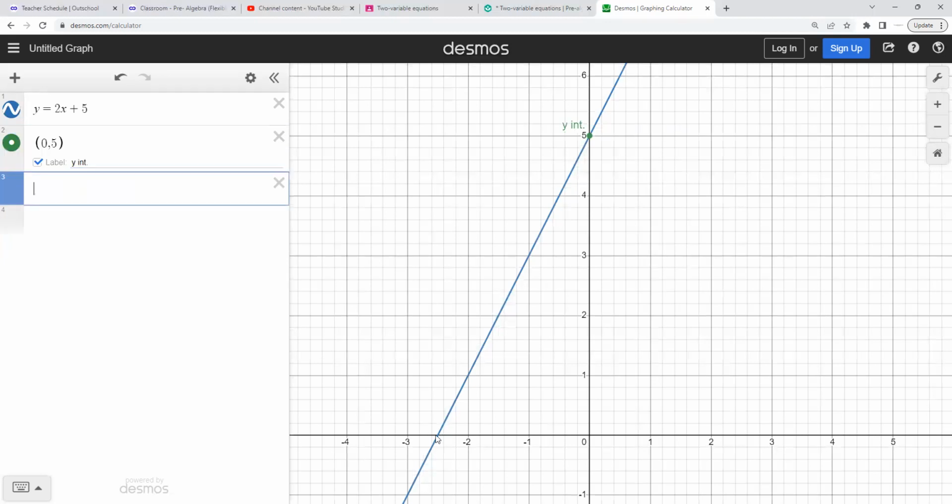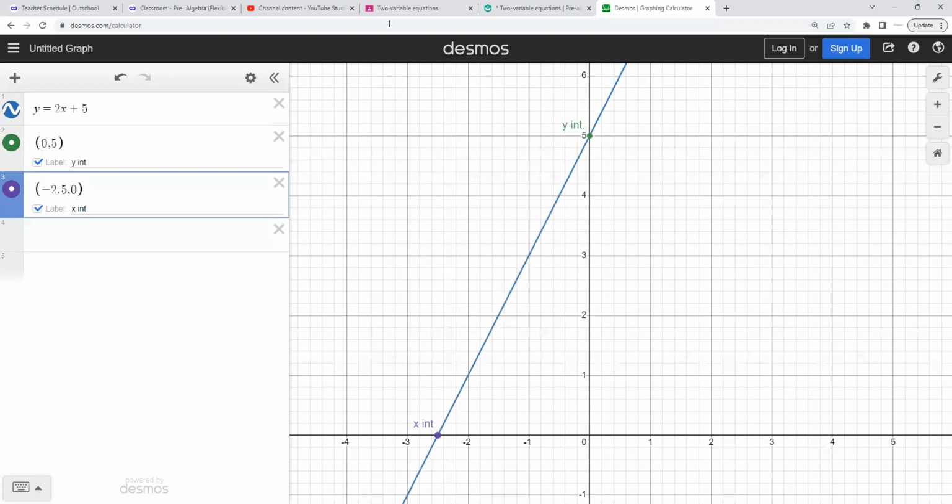And you can see here it hits at negative 2.50. And that's the x-intercept. So by looking at the graph, you could easily find where the x and y intercept is. But let's say you weren't given the graph. How would you then find it?